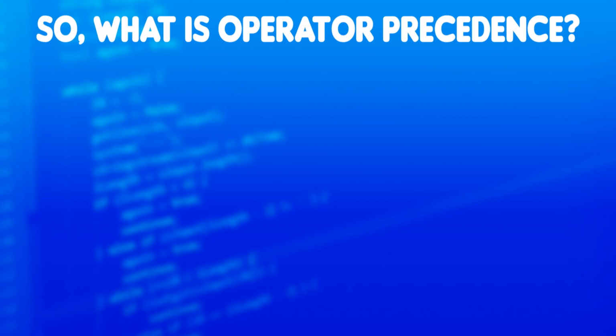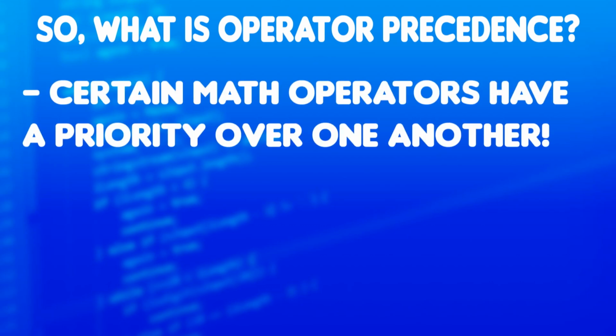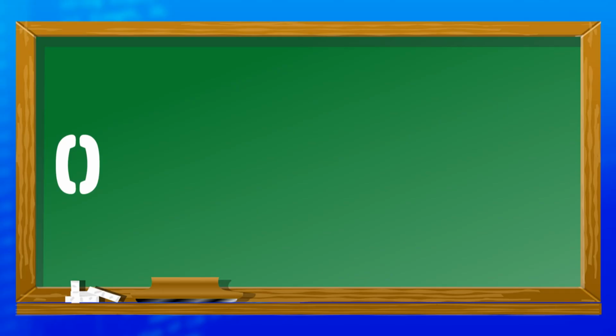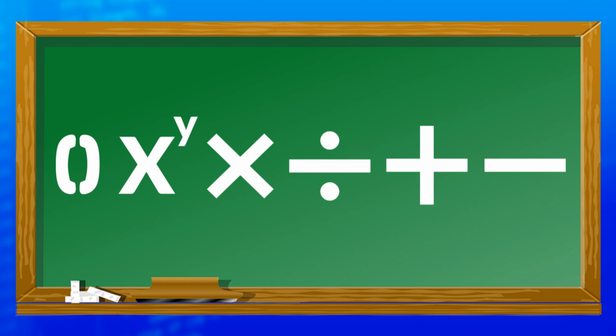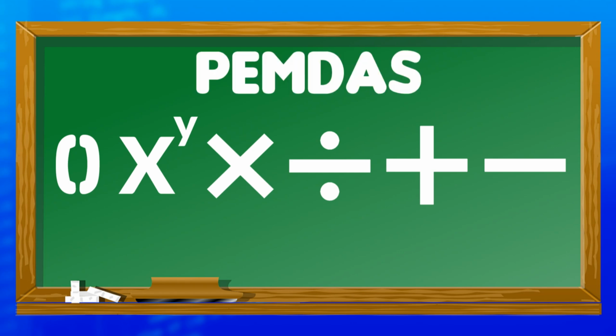So, what is operator precedence? Operator precedence is when certain math operators have a priority over one another. If you remember back in school, you were taught that parentheses come first, then exponents, then multiplication, then division, then addition, and lastly subtraction. This is known as PEMDAS, and you most likely used this before, especially with algebra.